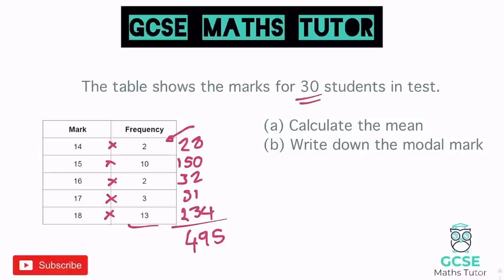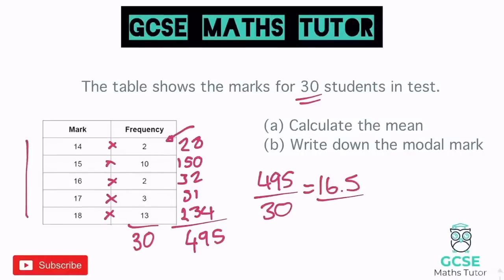Although if we didn't know that, we could add together this frequency column and we get a total of 30. So to find the mean, we just need to do 495, the total amount of marks, and divide it by 30. And that gives us a final answer there of 16.5. And don't forget, your answer has to fall in between the range here, which is between 14 and 18, so 16.5 is within that. It makes sense, we're happy with that.